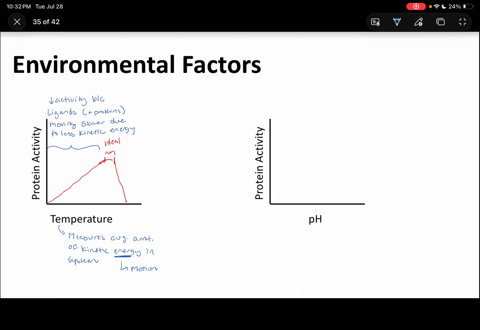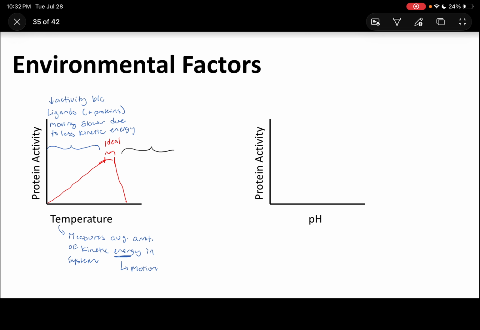But what about this higher temperature? One would think that if lower kinetic energy means slower and that means diminished activity, that greater temperatures would always be better. But clearly we don't see that's the case here because of this significant drop off after the ideal window. Well, here's the problem.